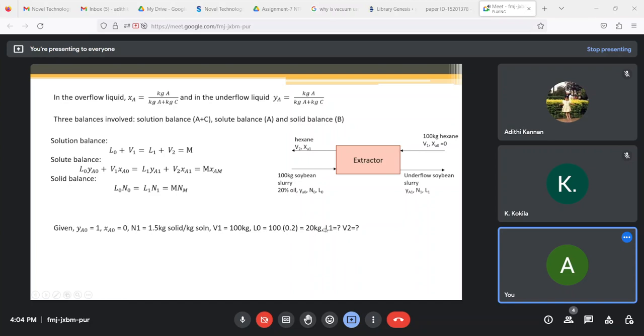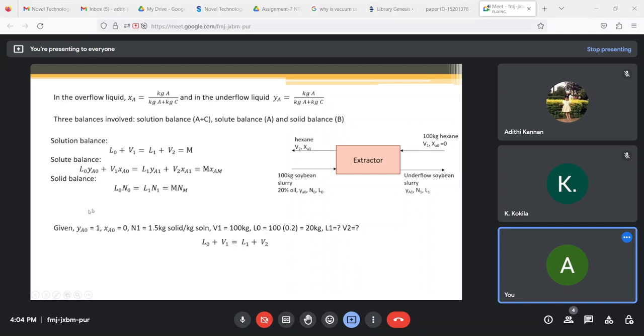And then we need to calculate what is the underflow, which is L1, and overflow, which is V2. This is what we need to calculate. So all these are mass balances, which is why it is given in kg units. So hope this is clear. Solution is A plus C. If you do not have C in your stream, then it is only A. Then you have a solute balance, and then you have a solid balance. And generally, since there is no solvent here, Ya is equal to kg of A divided by kg of A, which is equal to 1. And then since majority of the times you do not have any oil in this stream, your Xa naught will always be equal to 0.